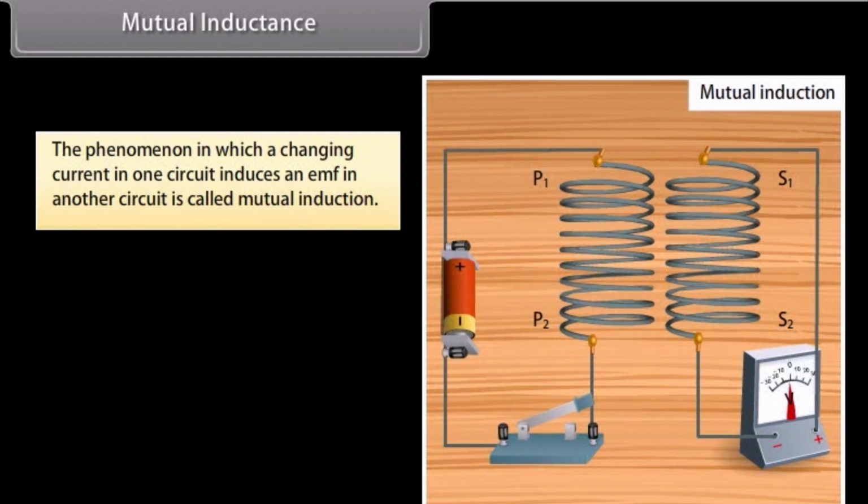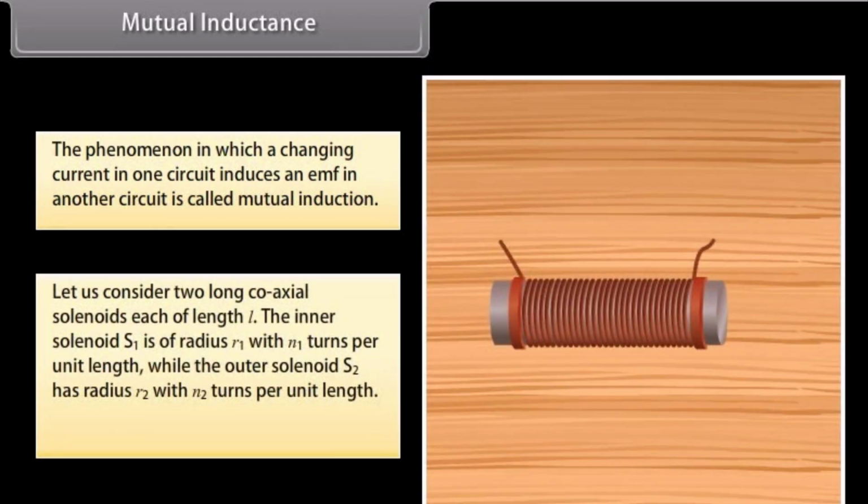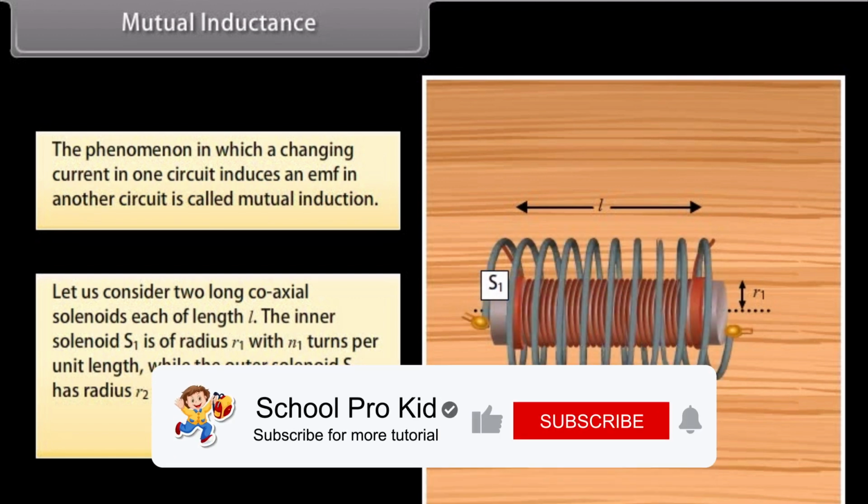Mutual inductance. The phenomenon in which a changing current in one circuit induces an EMF in another circuit is called mutual induction. Let us consider two long coaxial solenoids, each of length L. The inner solenoid S1 is of radius R1 with N1 turns per unit length, while the outer solenoid S2 has radius R2 with N2 turns per unit length.